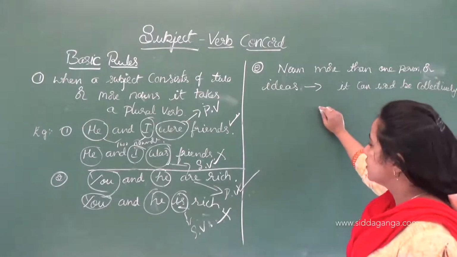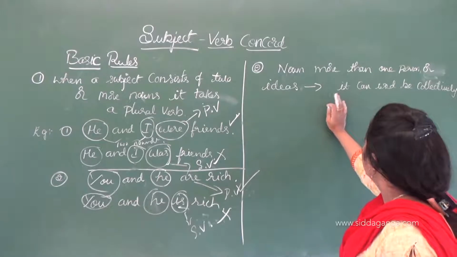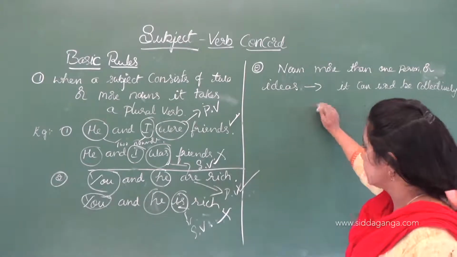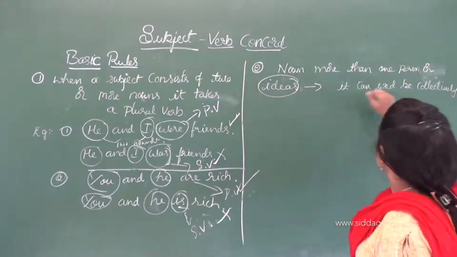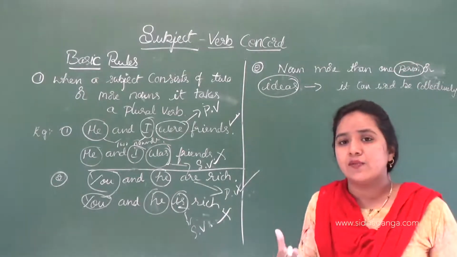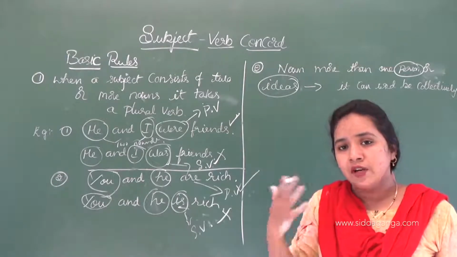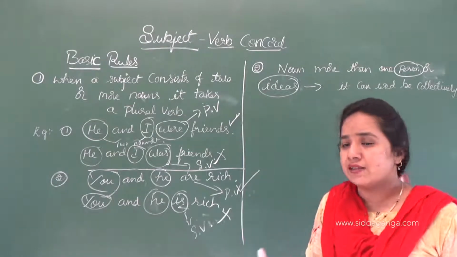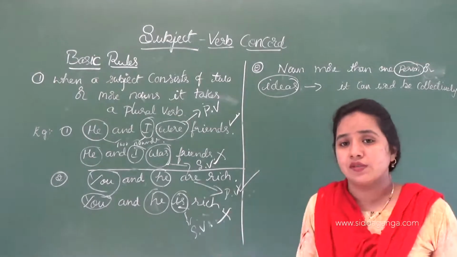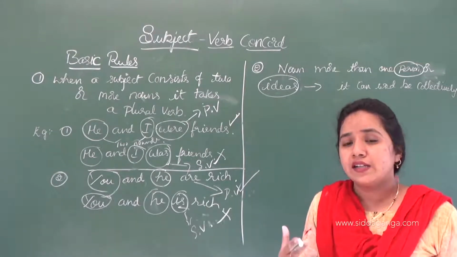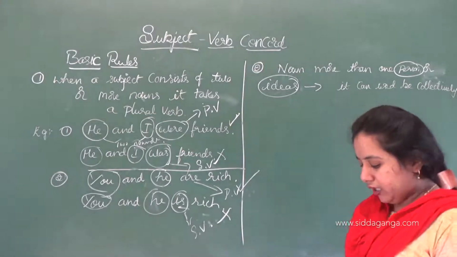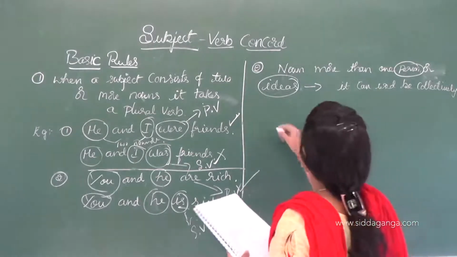So what is it suggesting? Nouns more than one person or ideas. In a sentence, if the sentence says about more than one person or more than one idea, it is considered to be a collective noun, and it is called collectively. Let's see with an example here.